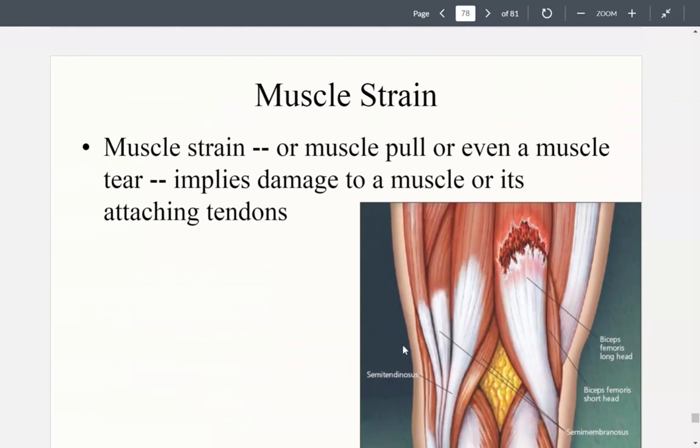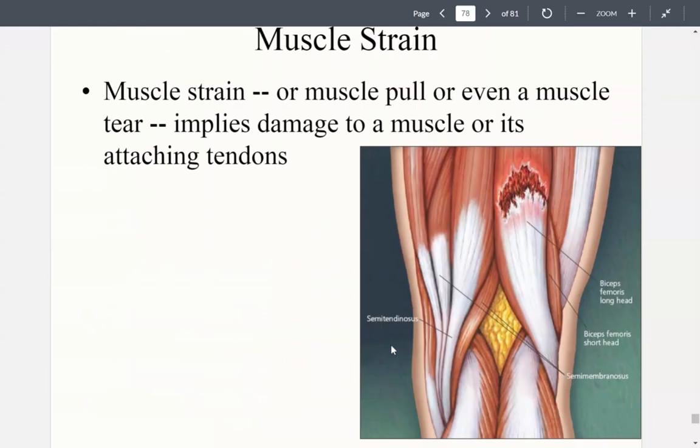Now, far more common will be things like muscle strains, or otherwise called a muscle pull. Ideally, though, not a muscle tear. Now, muscle strains should not be confused with sprains.